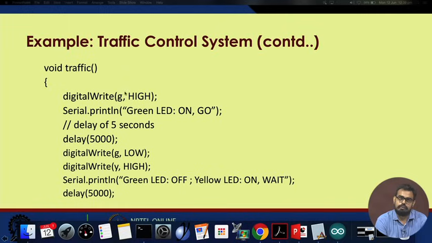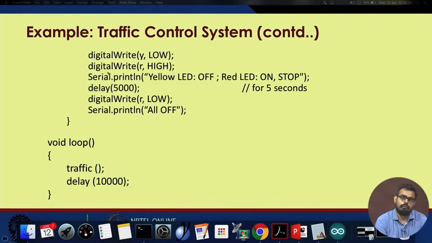What is physically happening is, at the start of the loop, the green signal is glowing, then after a 5-second delay, the green signal is off, then the yellow signal goes high. So you print again green LED off, yellow LED on, so the status is wait, then again a delay of 5 seconds, followed by digital write Y, or yellow, as low and digital write R as high. So your wait signal will turn off and the stop signal will go high.